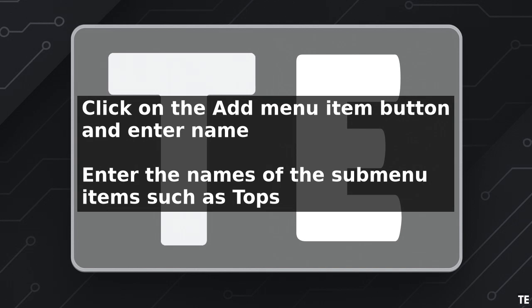To create the drop-down options, click on the Add Submenu Item button and enter the names of the submenu items, such as tops, bottoms, and dresses. Repeat this process for each submenu item you want to add. After adding all your submenu items, you can organize them by dragging and dropping them into the desired order. You can also add more levels of submenus by clicking on the Add Submenu Item button on a submenu item.